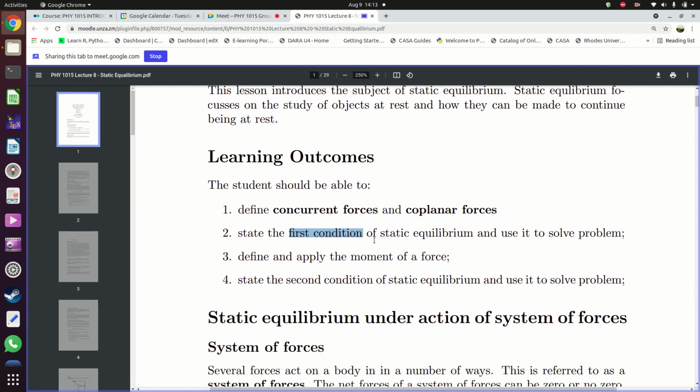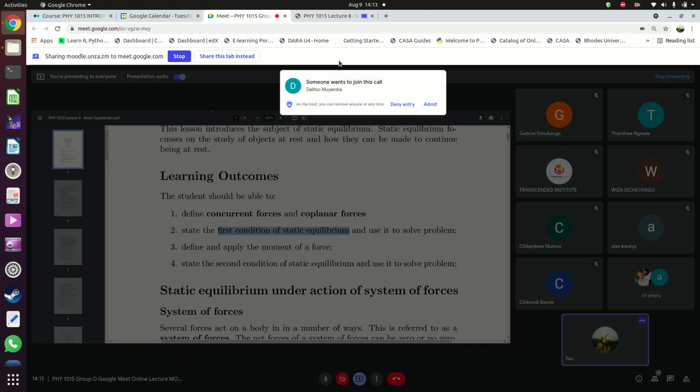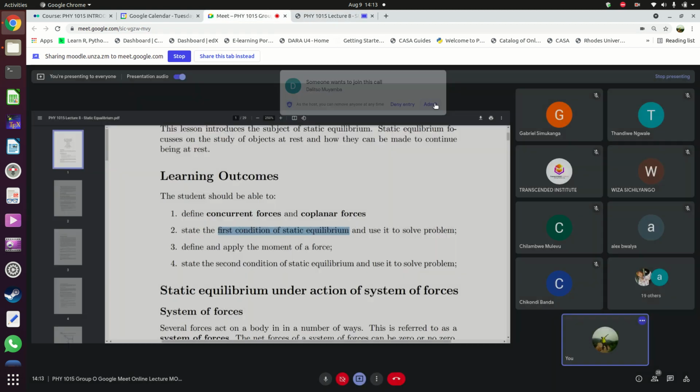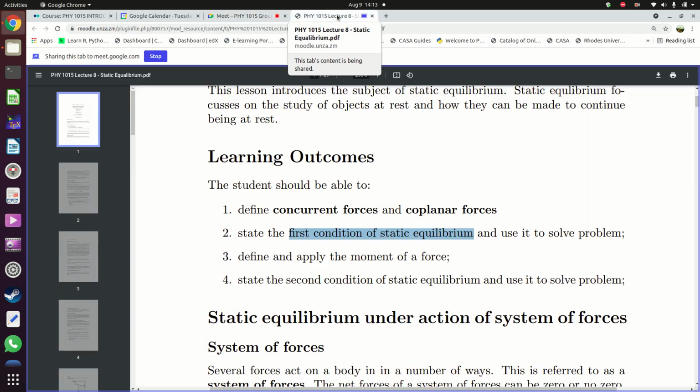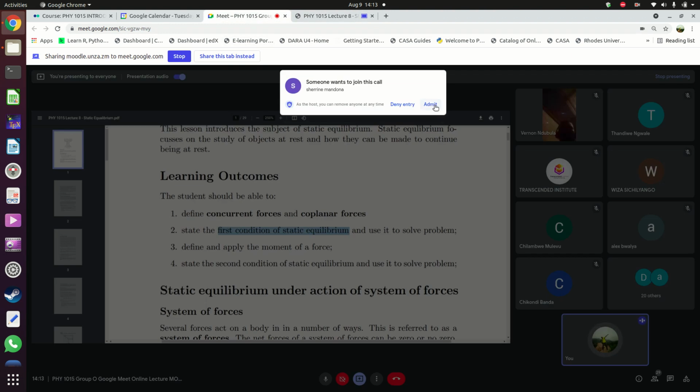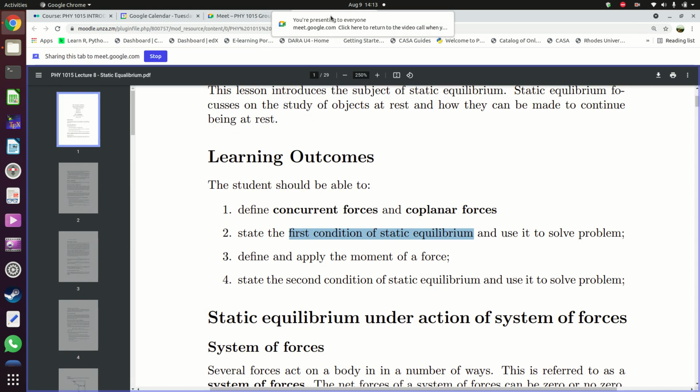Basically, what we mean is that when you add up all the forces which are acting on a particular object in equilibrium, an object you are interested in, you are trying to find out why this object is not moving. When you add up all the forces along the x direction and along the y direction, the condition you need to meet is that these forces should add up to 0. That's the first condition of static equilibrium.